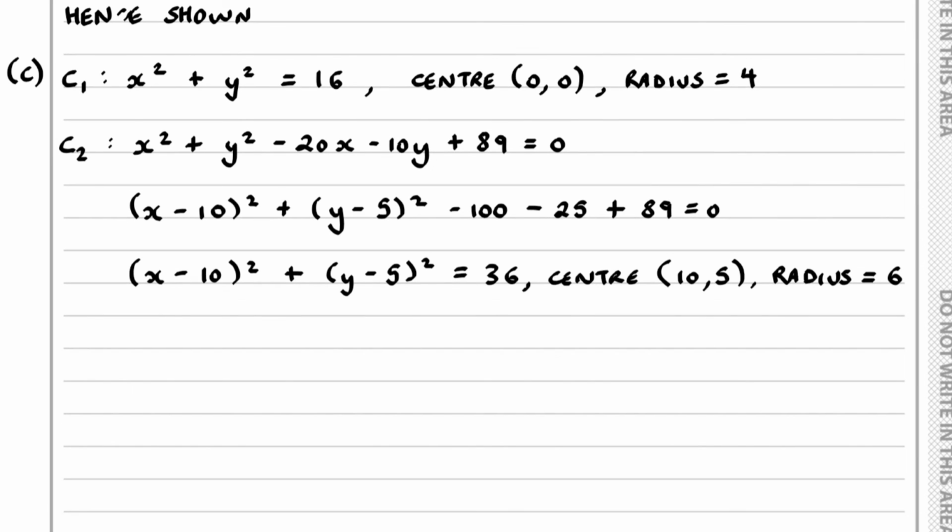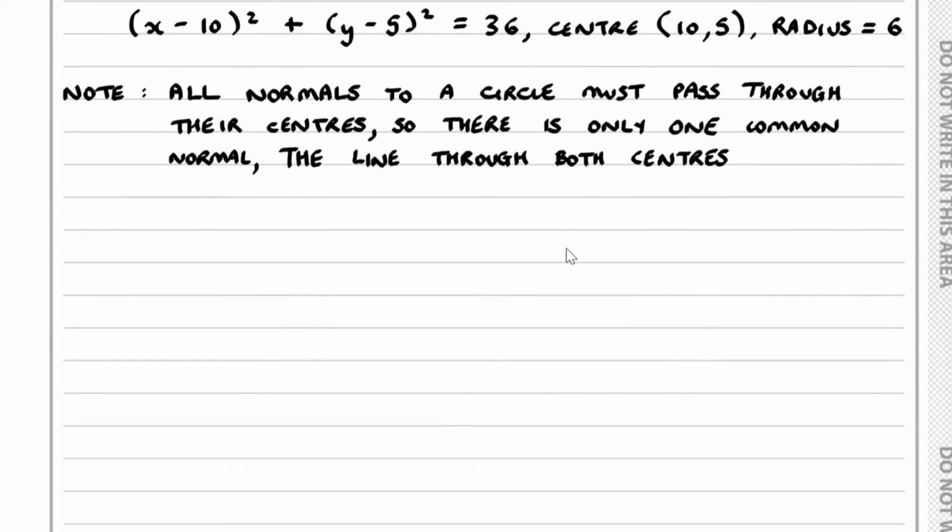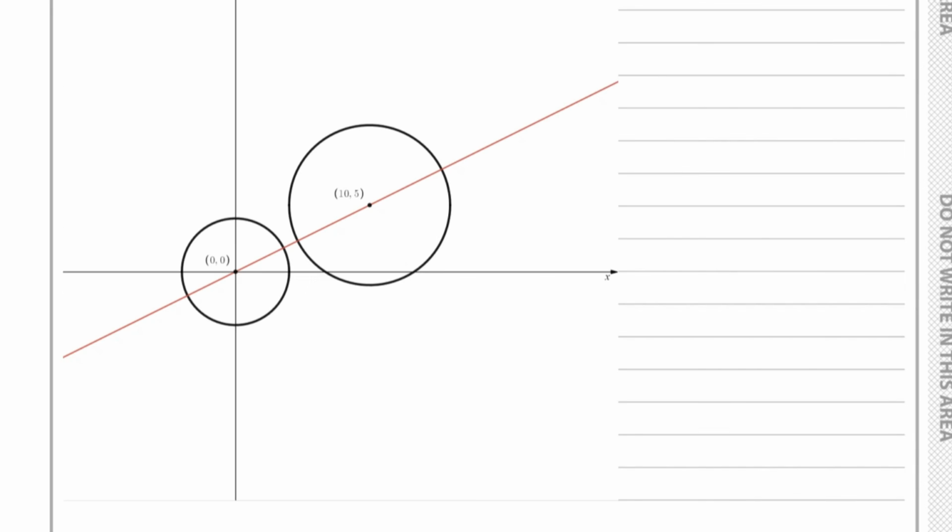Now, we know that all normals to a circle must pass through their centers. So there is only one common normal, the line through both centers. So if I draw a diagram, we've got here both circles. Let's just label them. Here we've got C1 and here we've got C2. And we've got the normal over here which passes through both centers. And what we need to do is find the equation of this normal.